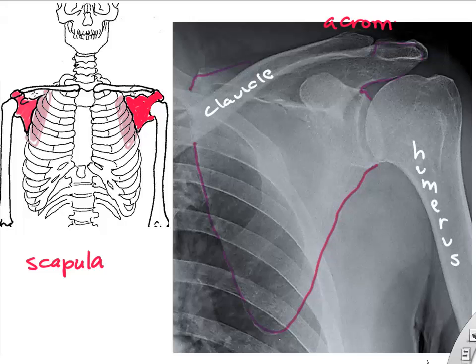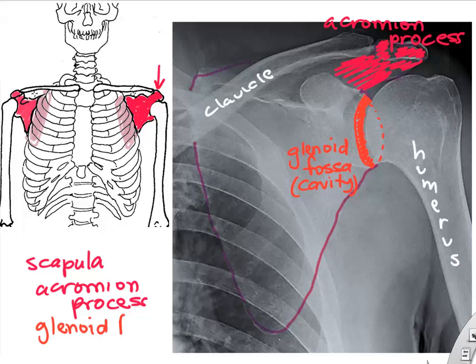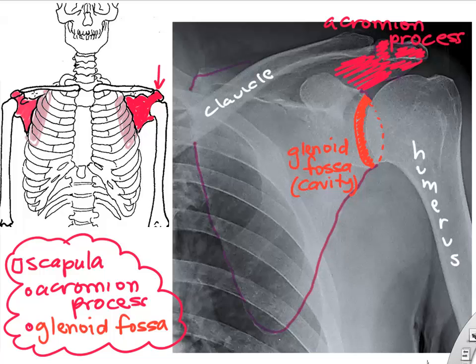Our scapula has some prominent parts. One part is the acromion process, and the acromion process is this part that sticks off the scapula up. You can actually feel this on the outside, the lateral, upper part of your shoulder. The other famous part of your scapula is the glenoid fossa, and you can think of that as your shoulder socket.